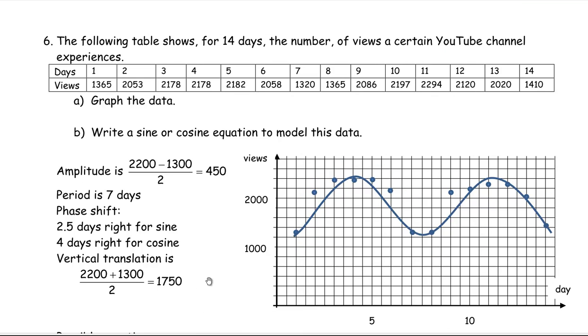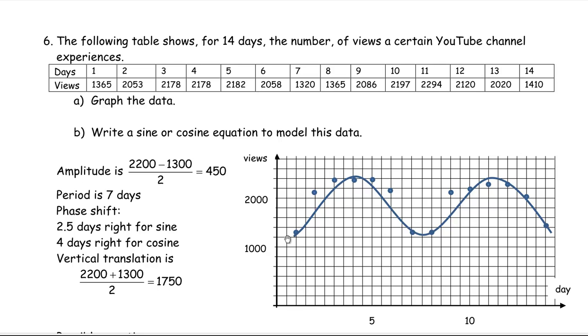Number 6 here, the following table shows for 14 days the number of views a certain YouTube channel experiences. And so you're asked to graph it and then write a sine or cosine equation to model the data. So I graphed all the points here, and it does look fairly cyclic. It's not a perfect sine or cosine graph, but it's reasonably close. And so in order to model this, we want to identify the amplitude, period, phase shift, vertical translation, etc.